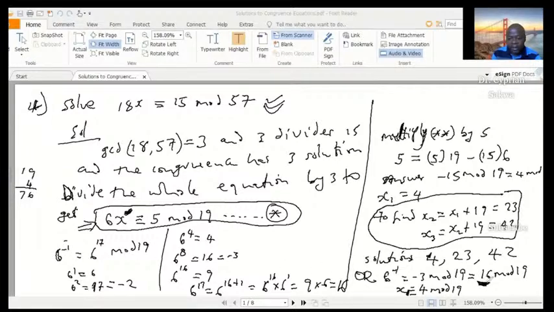So after finding that inverse as 16, you proceed the same way you proceeded at this point. Then you multiply by 16 on both sides. 16 times 6x gives you x. And then 16 times 5 will give you 80. 80 divided by 19, you write the remainder there, the remainder will be 4. And so I call that x to be x1. Then I proceed and get x2 and x3 as I did here.